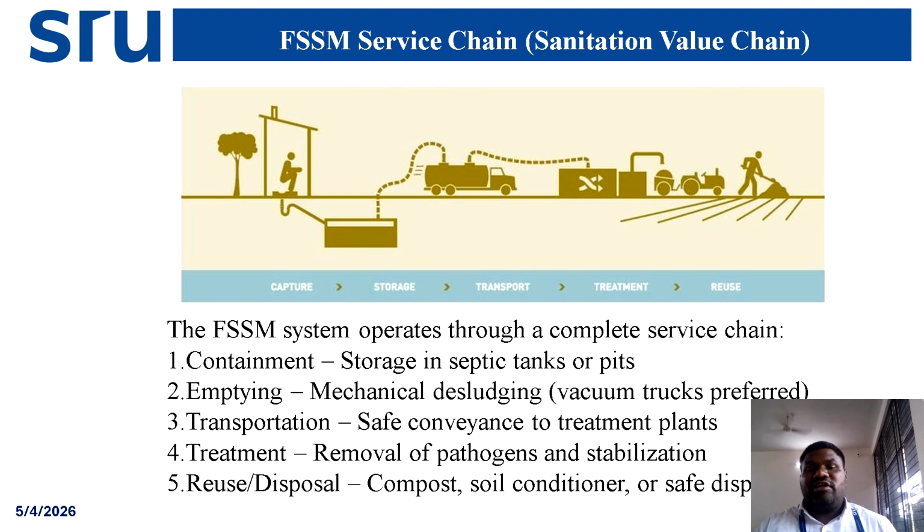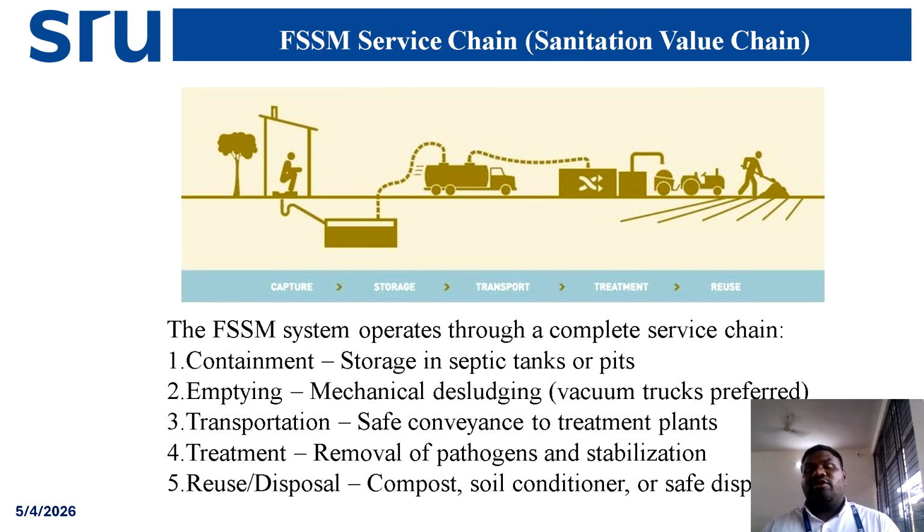The first one is capture. Capture means this person releasing the sludge. Then storage: the septic tank stores it for up to 2 years. After that we desludge, which is called transportation. Next is treatment, where generally anaerobic digestion happens inside the septic tank itself. If anaerobic digestion is not happening, after transportation we need to send it to a treatment unit, where we can use different treatment approaches to degrade the sludge. That is called treatment.